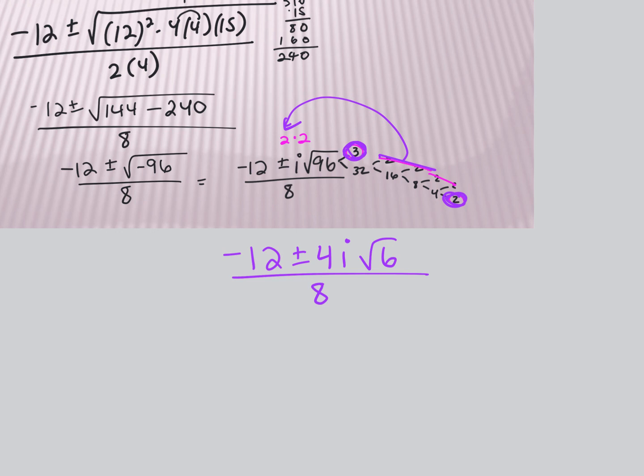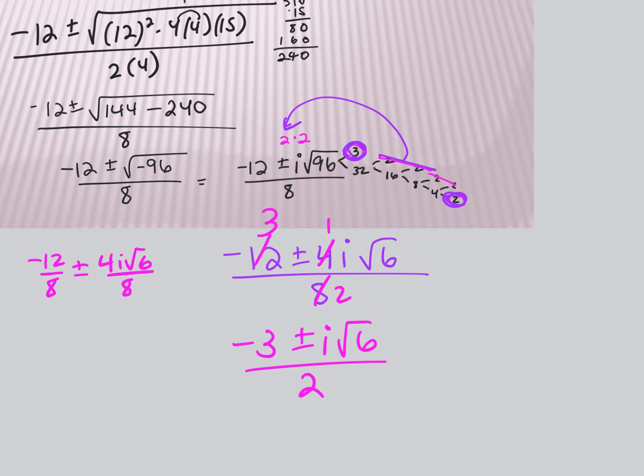All right, now what? Can you separate it out? Yep. I heard 2 things: simplify and separate it out. You could do either one. 4 goes into all 3 things, so I have to do at least that, right? This would be 1, this would be 2, and this would be 3. And I end up with negative 3 plus and minus i root 6 over 2. Why did you divide by 4? Because that's the biggest number that goes into all 3 of them. You have to simplify like that, or you could break it apart. Negative 12 over 8 plus and minus 4i root 6 over 8, because they both would get the 8, and simplify them separately. You could do it either way.